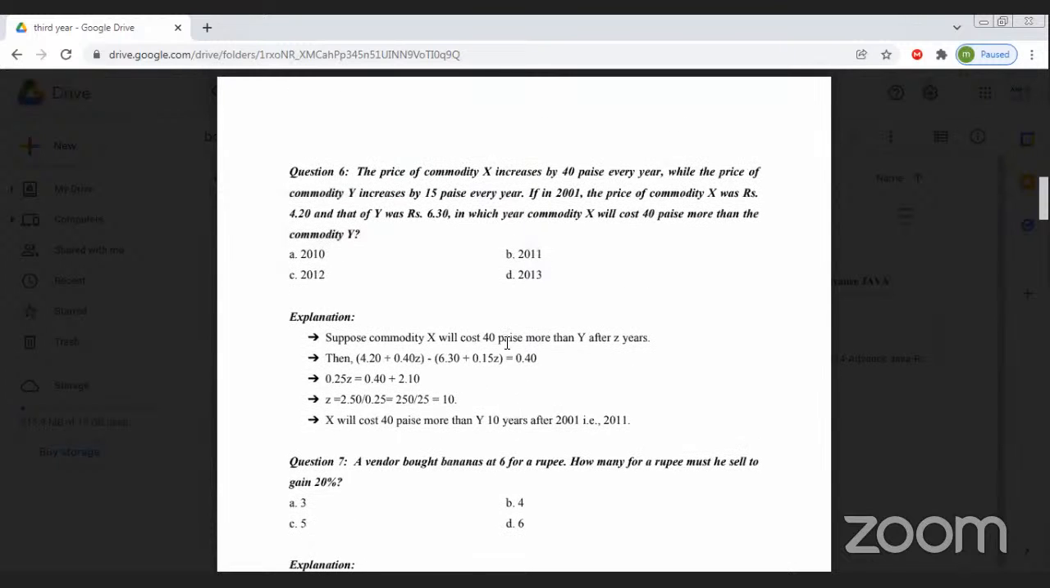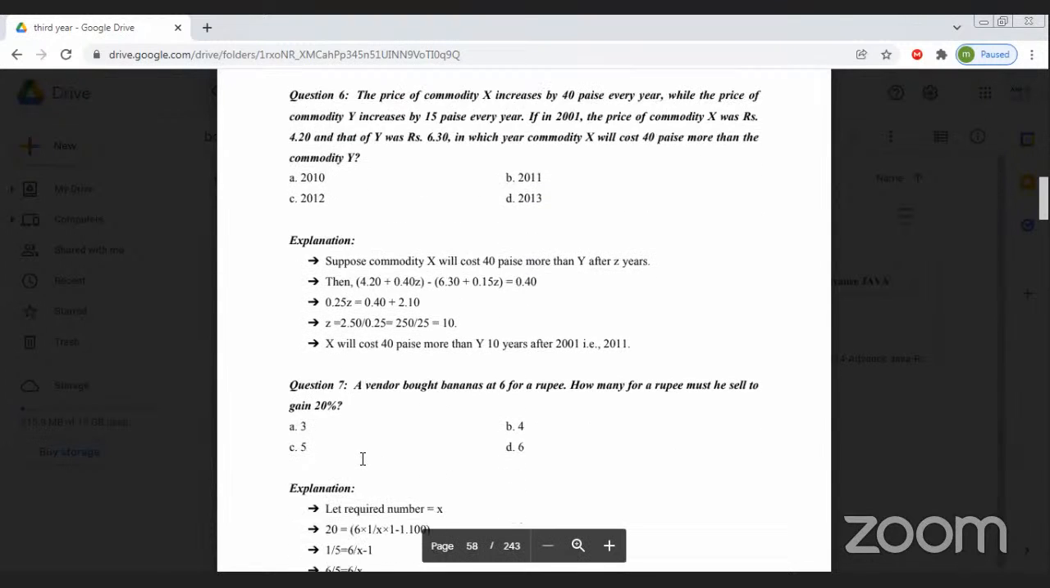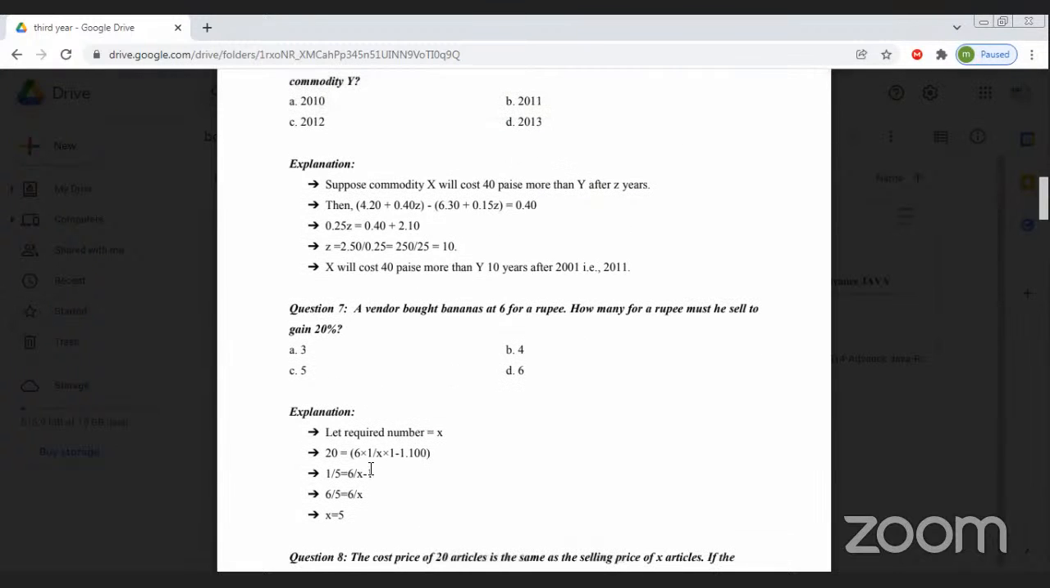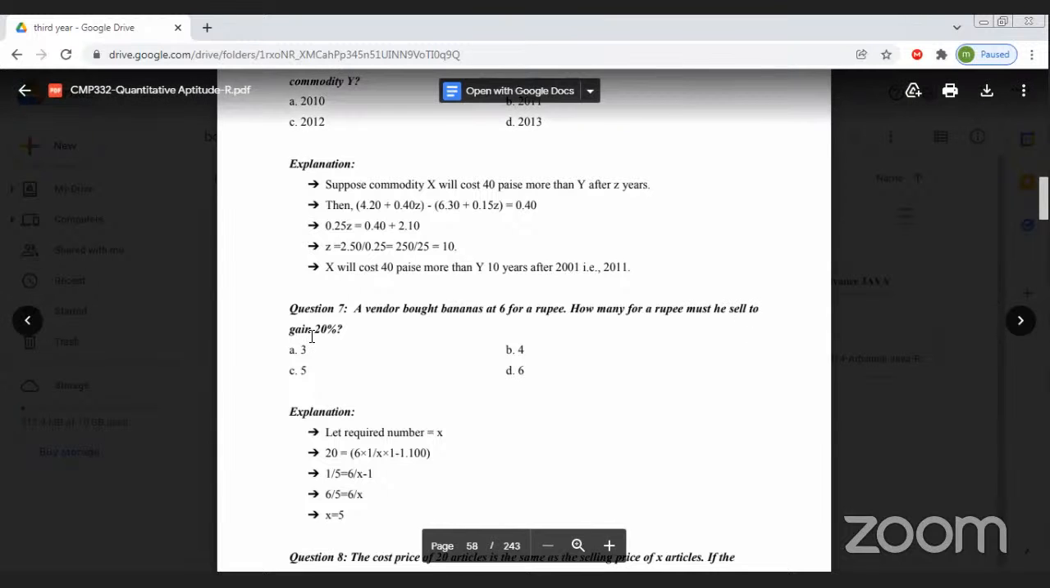Let's take this one. A vendor bought bananas at 6 for a rupee. How many for a rupee must he sell to gain 20%? Now he has bought 6 bananas for a rupee. How many for a rupee must he sell to gain 20%?